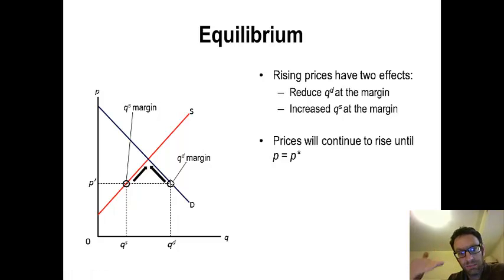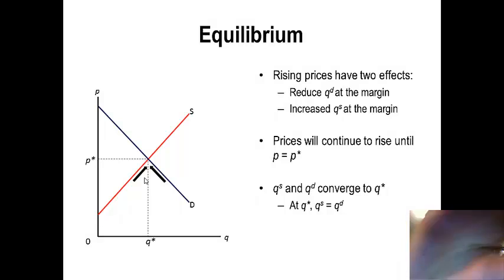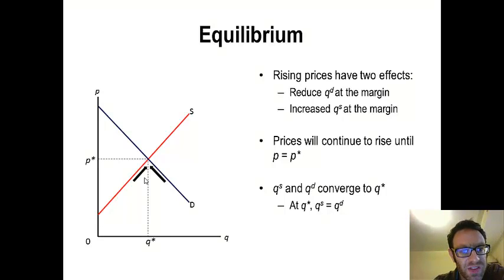And as prices rise, there'll be a smaller and smaller shortage until prices rise to the point where, you guessed it, they're at P star, where the quantity demanded is equal to quantity supplied and the shortage has been eliminated. At P star, Q star, assuming that there are no changes, and we'll address those potential changes later on, there's no reason to think that the market will deviate from P star and Q star. We're at equilibrium.